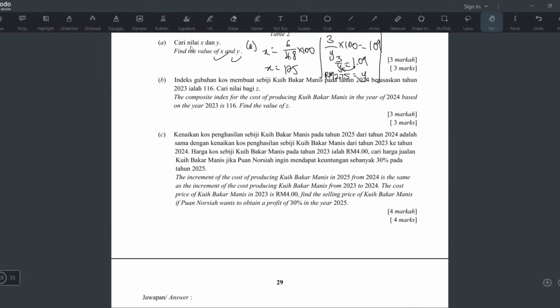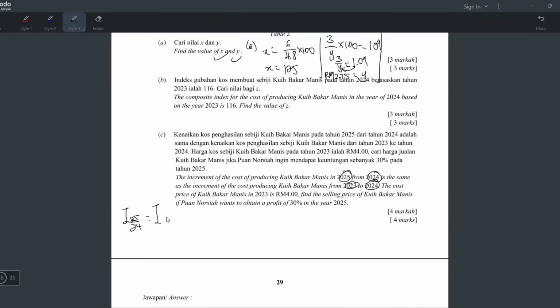Okay, now we can do C. The increment of the cost of producing kueh bakar manis in 25 from 24 is the same as the increment for the cost producing kueh bakar manis from 23 to 24. Oh, that means the index for 25, 24 is equal to the index for 24, 23 because the increment of the cost is the same. So the amount of increase is the same. That's why the price index will be the same.